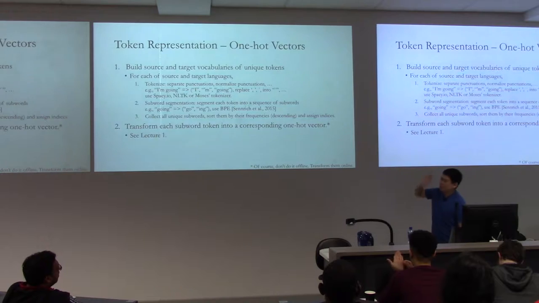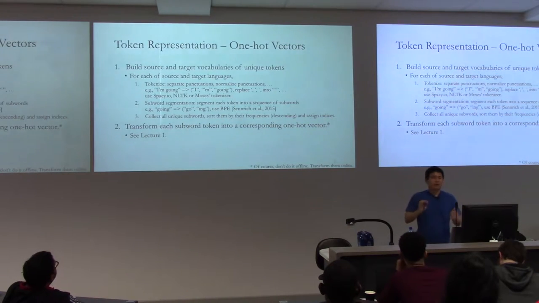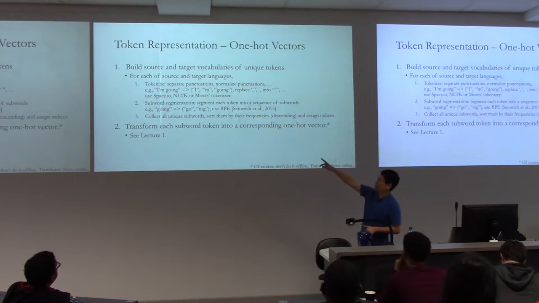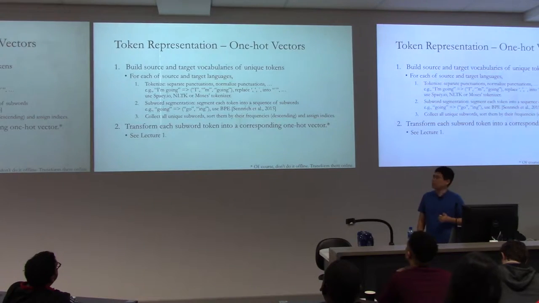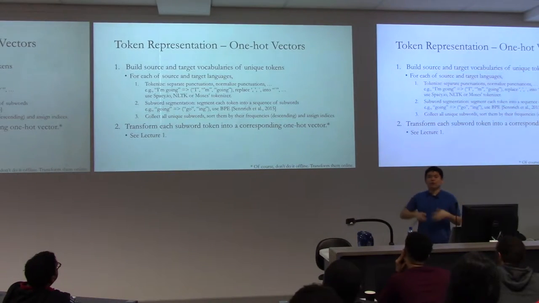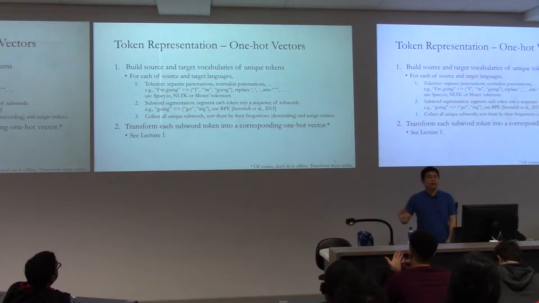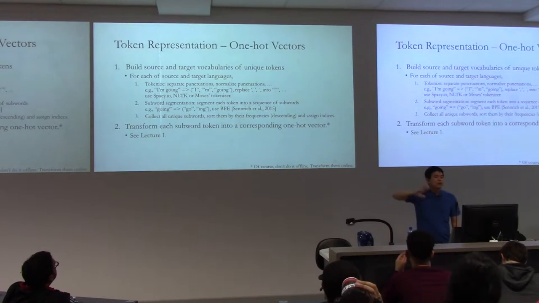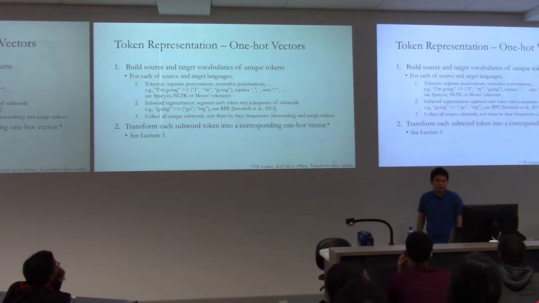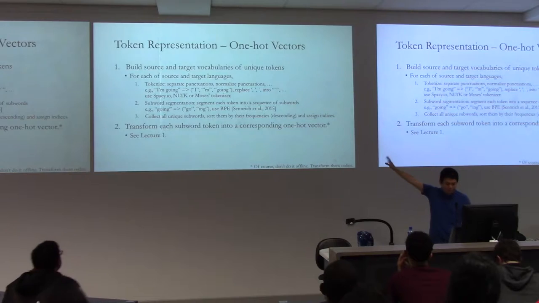Let's assume that you're working with European languages for now, for the sake of argument. Then you can use many of the existing toolkits, such as the SpaCy tokenization and segmentation toolkit. Or, if you want to go a bit old school and you don't want to pay the licensing fee when you build your startup, you can use NLTK or Moses, which is a standard phrase-based statistical machine translation toolkit with a tokenization algorithm.